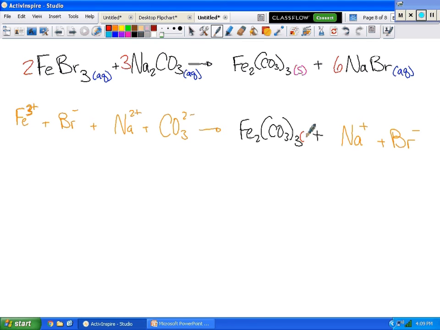Now, here's the problem. Again, same thing works here. Do I have balanced atoms? No. I need a 2 in front of the iron and a 3 in front of the carbonate. Now, remember the next thing is you got to make your charges balance. Let's look at your total charge over here. I've got plus 6, I've got negative 1, I've got positive 2, and I've got negative 6.